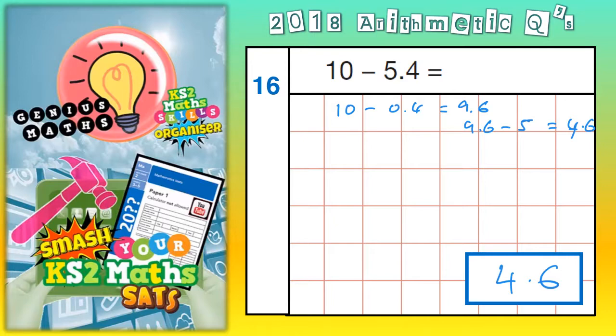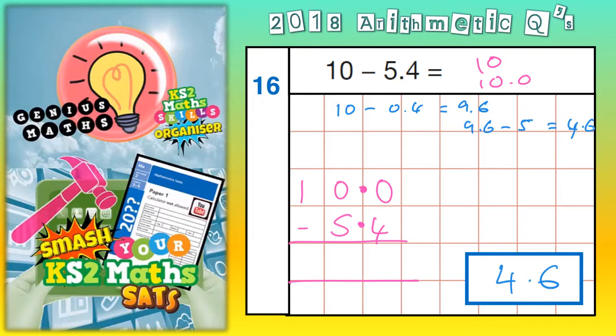Now if you're not comfortable doing it mentally, you could do a column method. But remember, 10 is the same as 10.0. So if we put our decimal points in first, we'd have 10.0 take away 5.4. And then we would basically do a little subtraction. Let's see what we get.